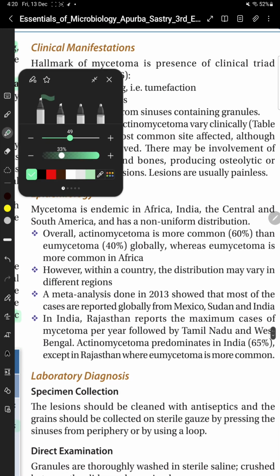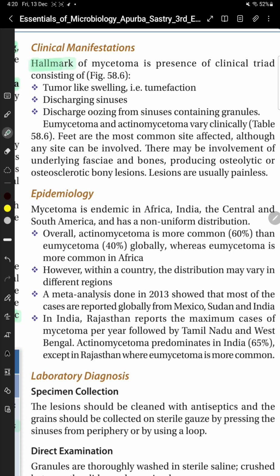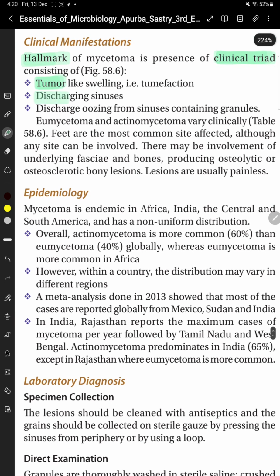Clinical manifestation: hallmark of mycetoma is presence of clinical triad consisting of tumor-like swelling, that is tumefaction, discharging sinuses, and discharge oozing from sinuses containing granules. Feet are the most common site affected, although any site can be involved. There may be involvement of underlying fascia and bones, producing osteolytic or osteosclerotic bony lesions, and these lesions are usually painless.